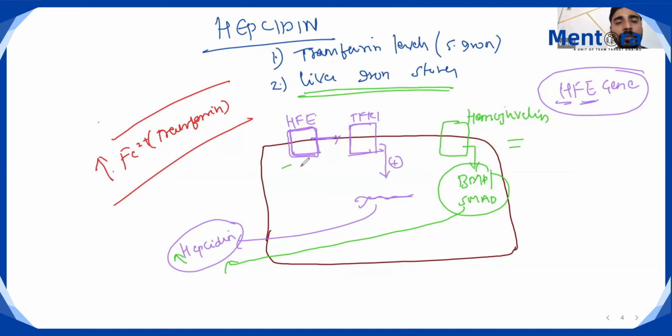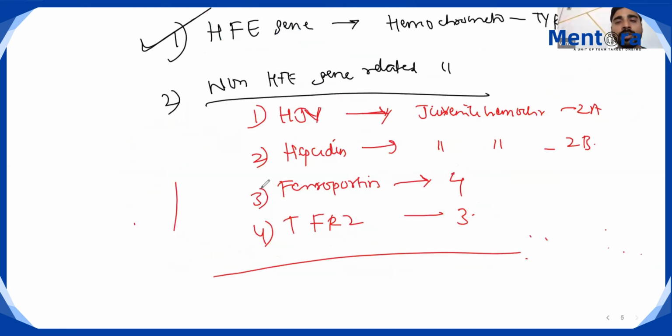If it is a mutation of the homeostatic iron regulator gene, that is called type 1 hemochromatosis, and the other types are called non-HFE gene related. In this, hemojuvelin is type 2A, hepcidin is type 2B, transferrin receptor 2 is type 3, and ferroportin is type 4. Clear? Right.